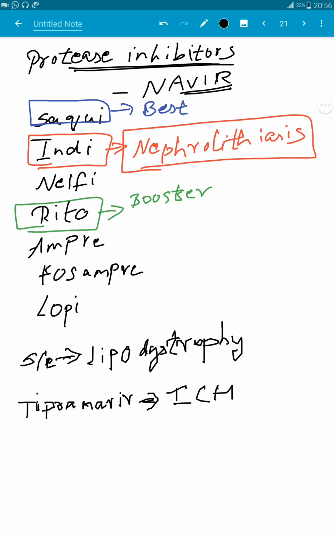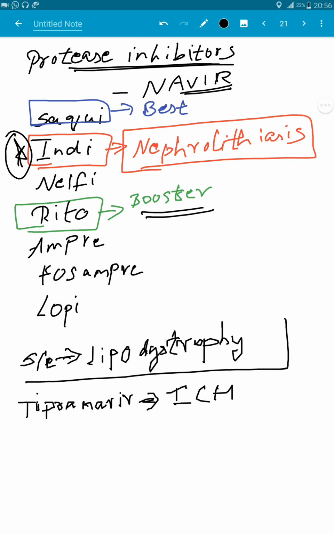You can diagnose it as kidney stone, nephrolithiasis, and the main drug causing nephrolithiasis is indinavir. It is an important MCQ. Kidney stone, nephrolithiasis, HIV patient, antiretroviral drug, indinavir. And ritonavir is also a booster drug and also acts as an antiretroviral. And the main side effect of all the protease inhibitors is lipodystrophy.